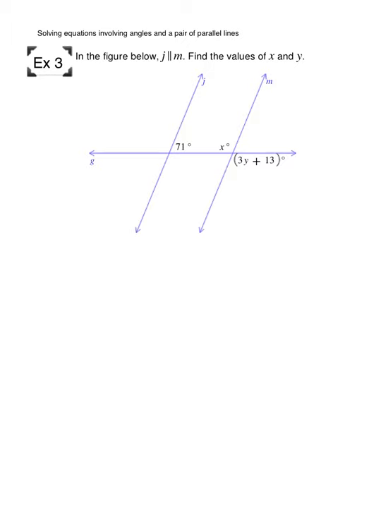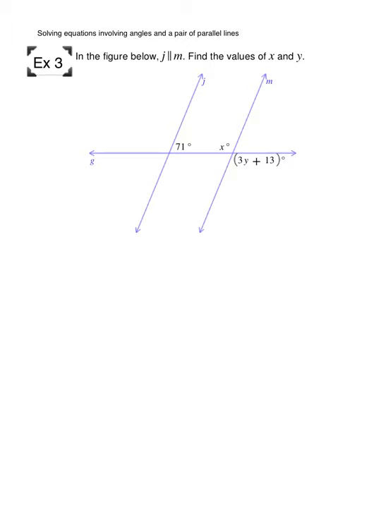Now we're going to solve an equation. Don't you turn this recording off. You did this before. You've got to find the values of x and y. So you have to apply what you know.